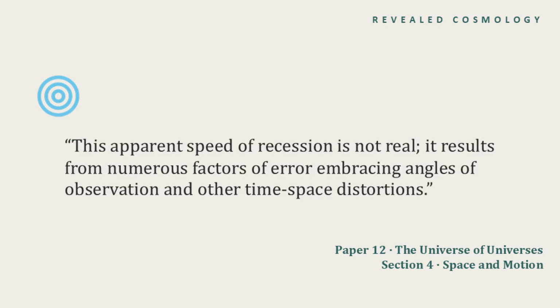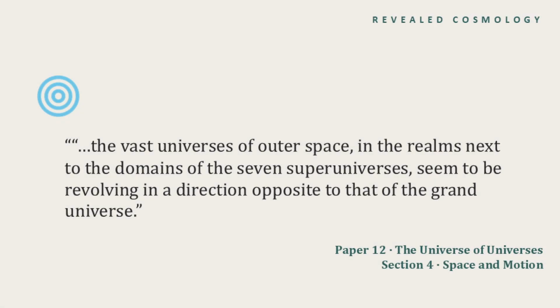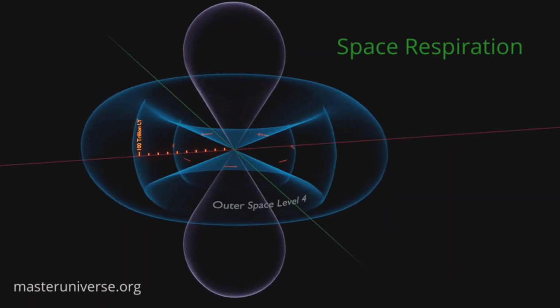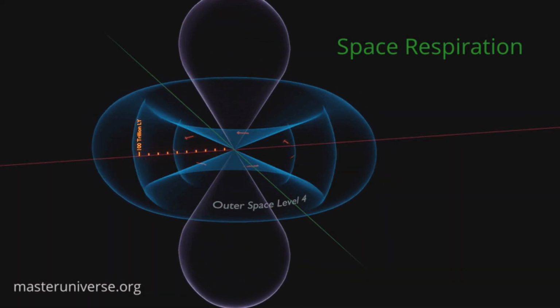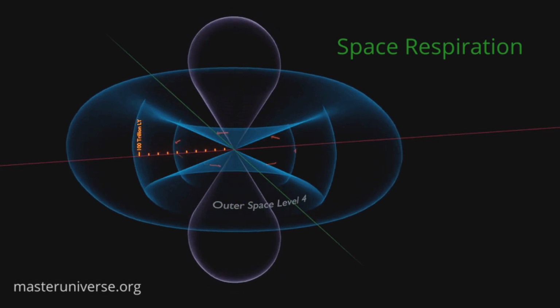It results from numerous factors of error embracing angles of observation and other time-space distortions." The greatest single factor is architectural. The vast universes of outer space and the realms next to the domains of the 7 superuniverses seem to be revolving in a direction opposite to that of the grand universe. Counter-rotating space levels produce relative velocities between observer and observed that register as recession.